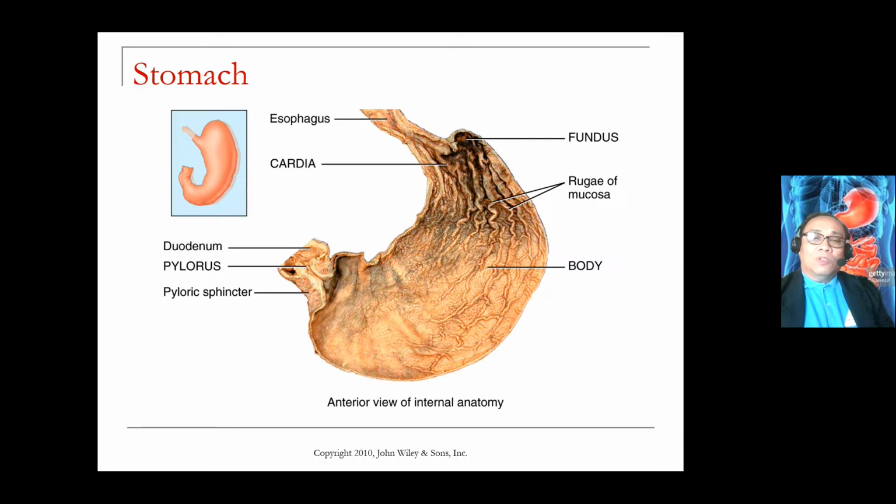Now, the interior portion of the stomach reveals that the wall is not really smooth. The inner wall is not smooth because it is lined by what is called rugae of the mucosa or folds.